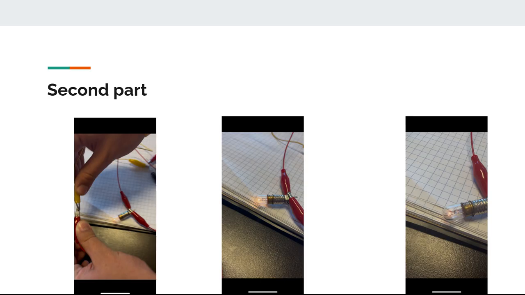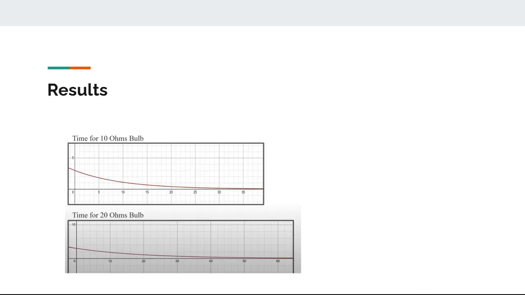The second part of the lab, we charged up a light bulb with a capacitor and then saw how the light would dwindle over time. The results are graphed here, and for the 10 ohm bulb, it took around 35 to 36 seconds to fully dissipate, for the light to go away to zero. And for the 20 ohm bulb, it was almost double the time.